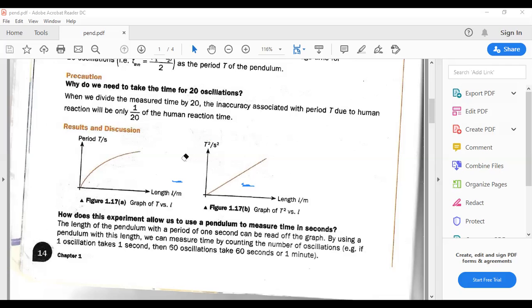Whenever we talk about the precautions, these precautions are related to the experiment apparatus. It is very important to mark point A very clearly, so that we know where the oscillation is starting from. We can see the starting point of the pendulum, so that we can accurately calculate the oscillations, right?